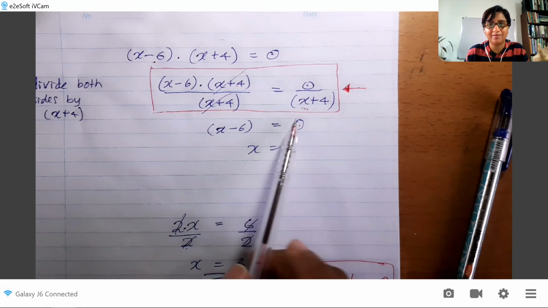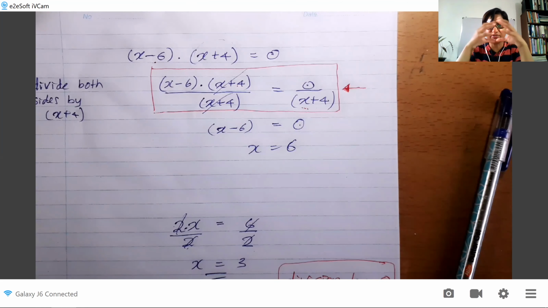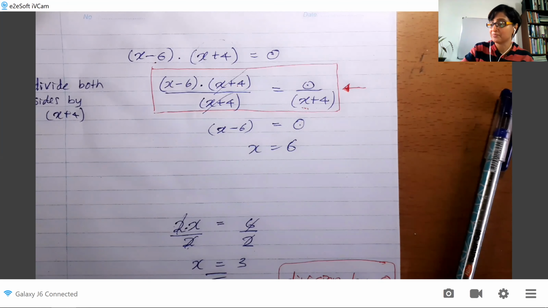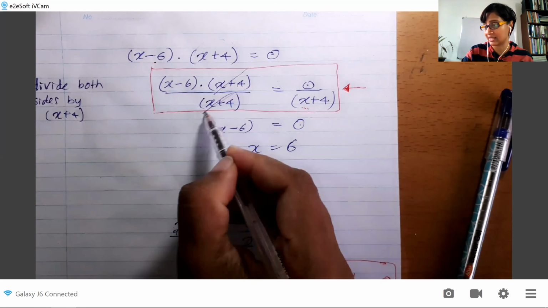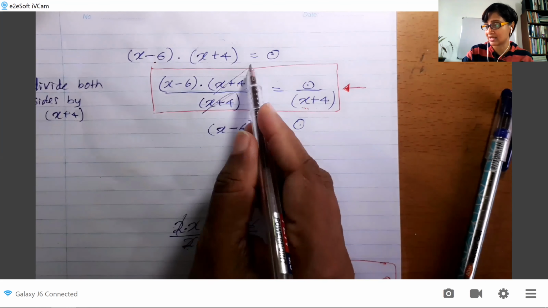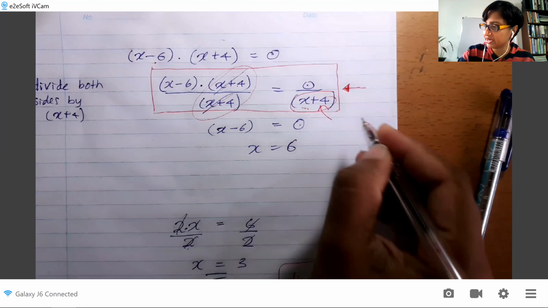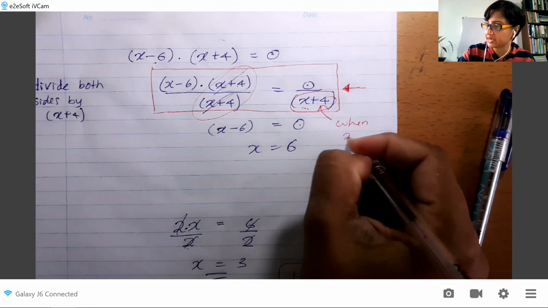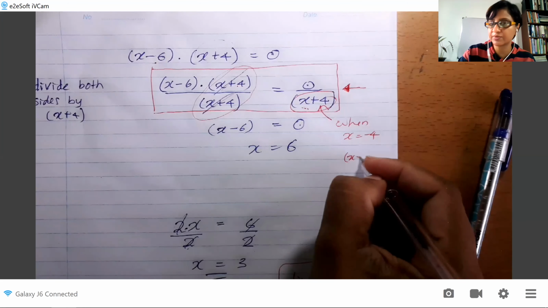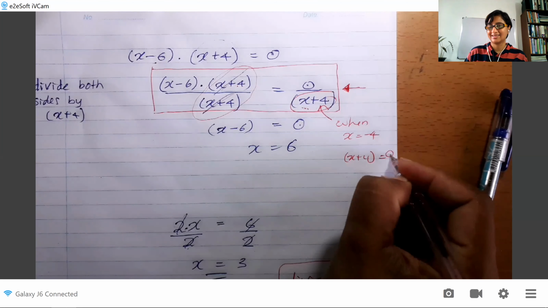Without knowing the value of x plus 4, I don't know whether for some value of x, x plus 4 is 0, and I'm unknowingly dividing by a 0. You are dividing by a 0 there. Here, you have cancelled this off. This is entirely wrong. You are doing 0 divided by 0 here, because when x is equal to minus 4, x plus 4 is equal to 0. So you are dividing by a 0 there.